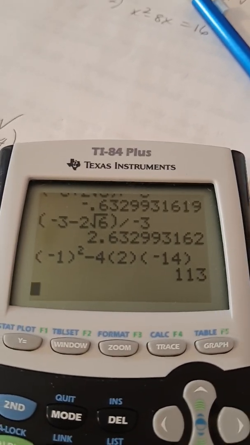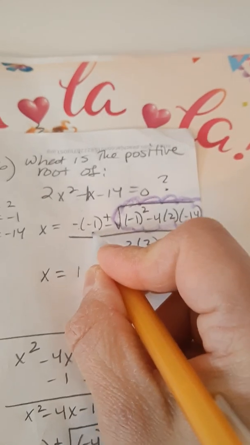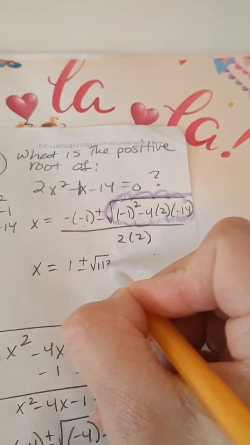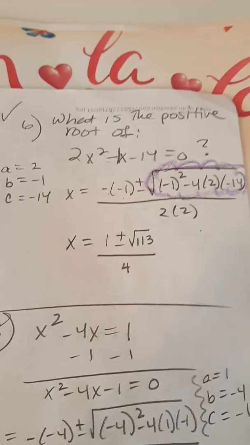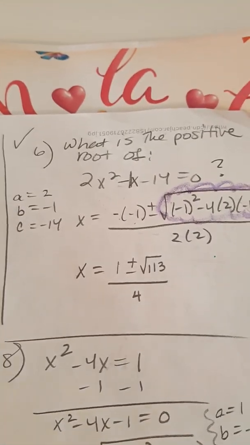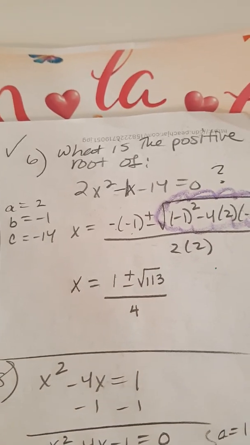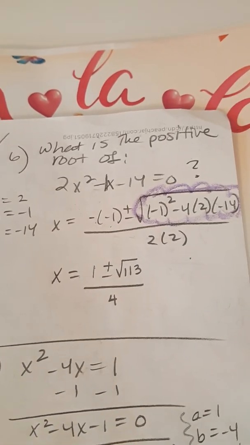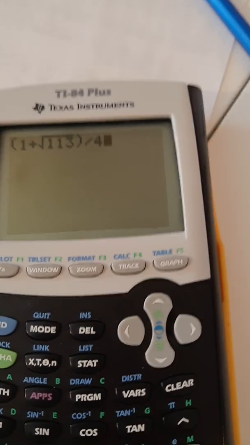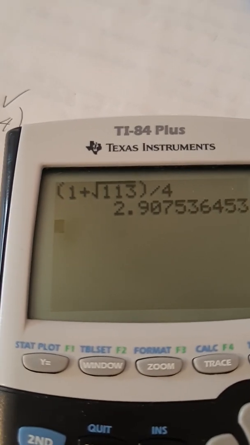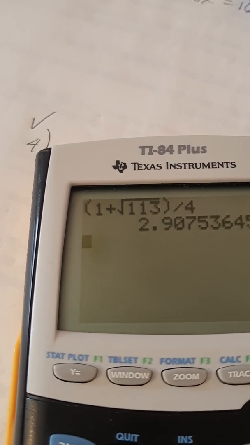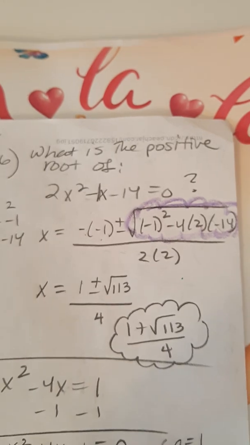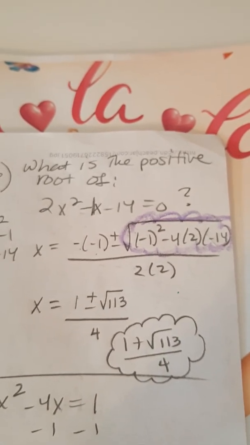So this is going to be a negative negative 1, which is positive, plus or minus the square root of 113 divided by 4. 113 is prime. So this works out nice for us. So right now, I'm going to type in this. I'm going to do the positive. Hitting enter, that gives me the positive value. So my answer is 1 plus the square root of 113 divided by 4 because we want the positive root. Remember, root is a fancy way of saying solution.